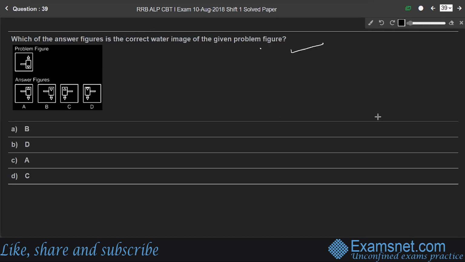Question 39. Which of the answer figures is the correct water image of the given problem figure? Water image means the inverted image of the given figure, or when the given figure is kept upside down. Turning the given figure upside down, you will get the water image. When the figure is facing upwards, in its water image it will be facing downwards.